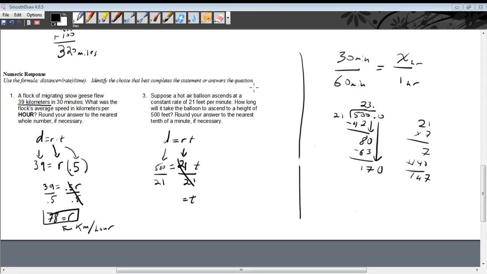Okay. So we got 23.8. 21 times 8 is going to be 168. And it's going to go on for a little bit longer, but round to the nearest tenth. So the time is approximately going to be 23.8 minutes for the hot air balloon to reach a height of 500 feet. All right, go ahead and do problems 2 and 4. Thank you very much, everybody.